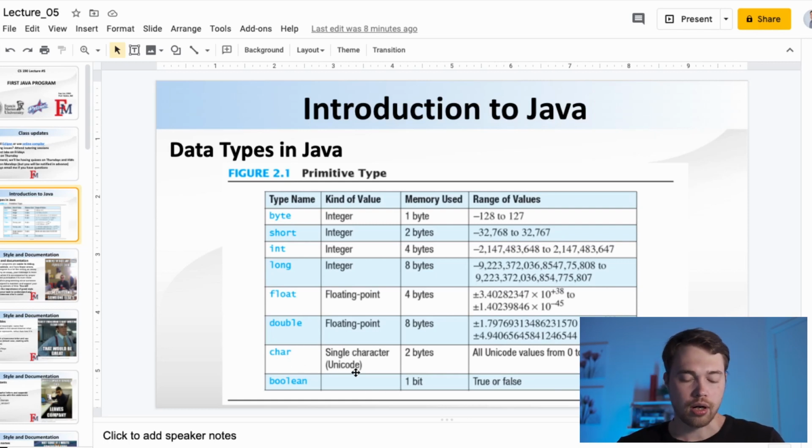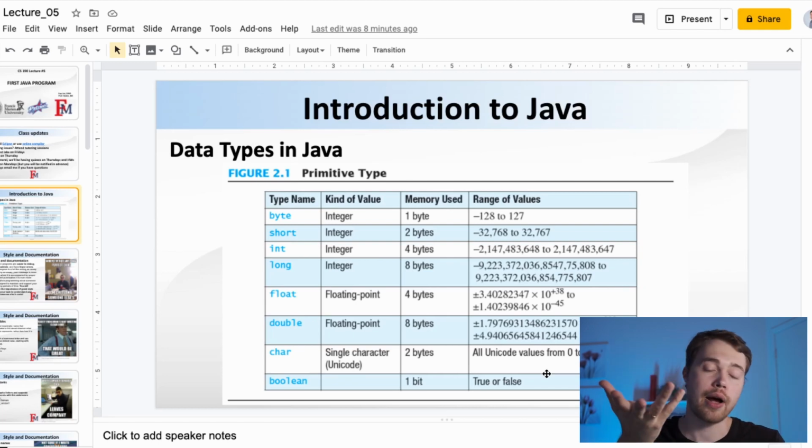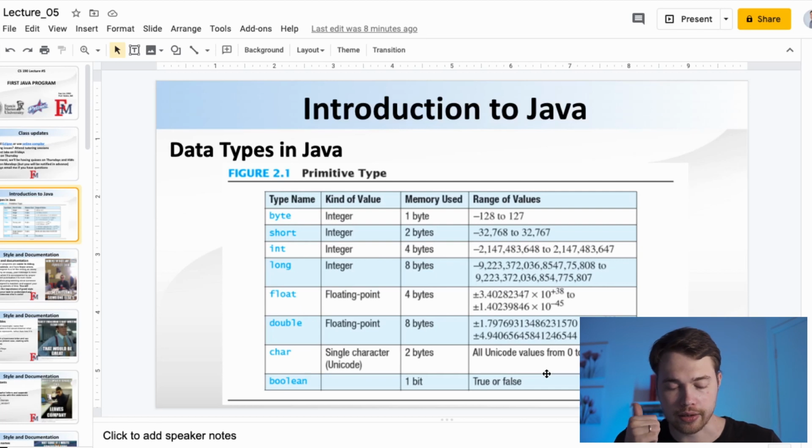Char, or car sometimes, character. It's a single character. It only takes 2 bytes, all Unicode values. So when you want to create not a number but a single character, like capital A, lowercase a, lowercase z, and you want to use that, for example, to print it out, that's where it takes place. Character, only 2 bytes. And the boolean, we already talked about that. 1 bit, true or false.